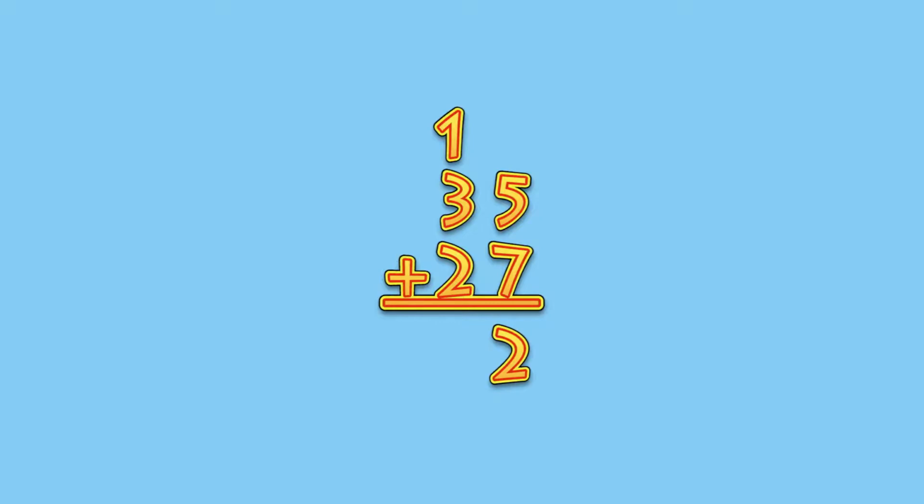The final column that we must add now has 3 numbers: 1, 3, and 2. Our job is to add them all together. And then we're going to write it down below. 3 plus 2 is 5, plus 1 more is 6. This gives us a final answer of 62.